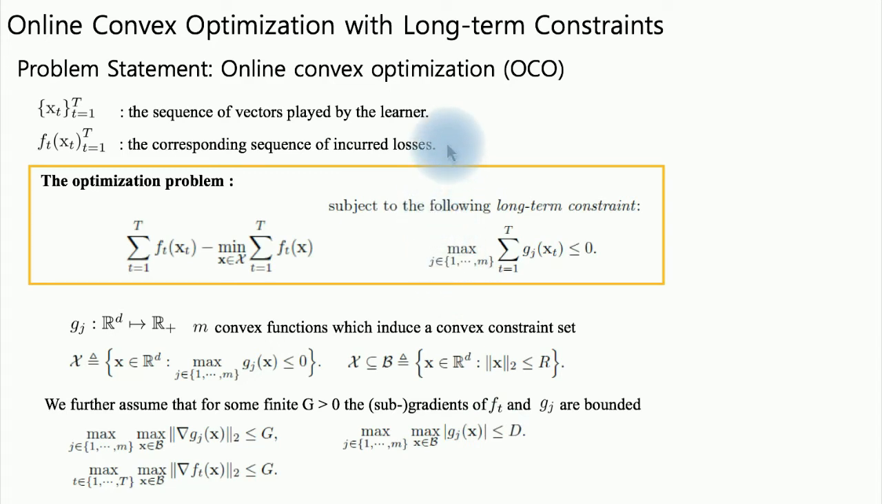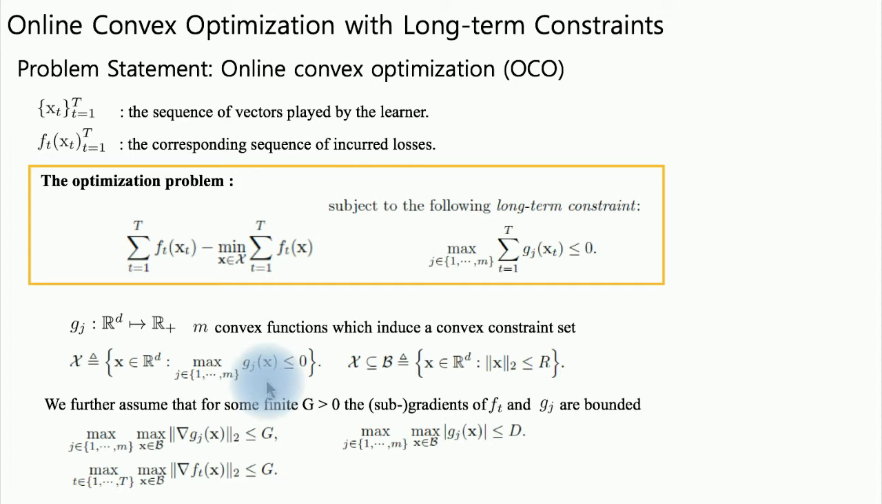Let's see the problem statement in this paper. Let xt be the sequence of vectors played by the learner and ft the corresponding sequence of incurred losses. Considering ft(xt) a sequence of convex functions, we aim at minimizing the cumulative regret subject to the following long-term constraint, where gj is an M convex function which induces a convex constraint set.